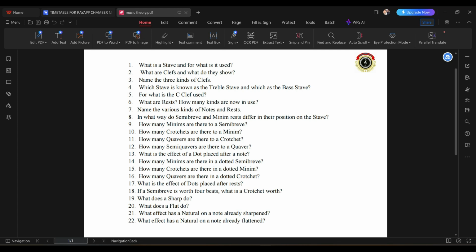How many crochets are there to a minim? A minim has 2 beats already, so you will need 2 crochets. A crochet has 1 beat, so you need 2 crochets to make a minim.